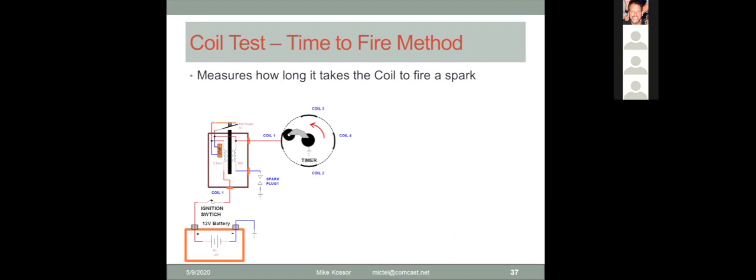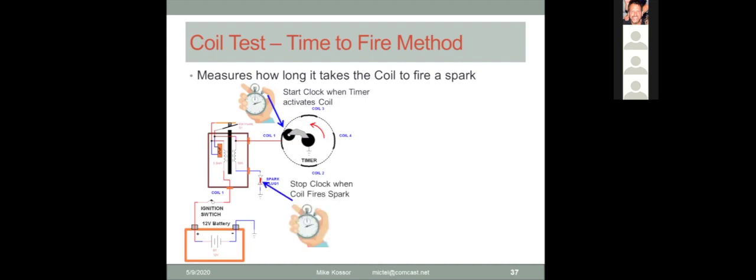We want to measure how long it takes the coil to fire a spark. We're going to start a watch or a clock when the timer comes on contact. When the spark actually fires, we're going to stop the clock and measure how long that takes. And the plan is we set all 4 coils to take the same amount of time, so that way we'll have better firing or ignition consistency and timing consistency.